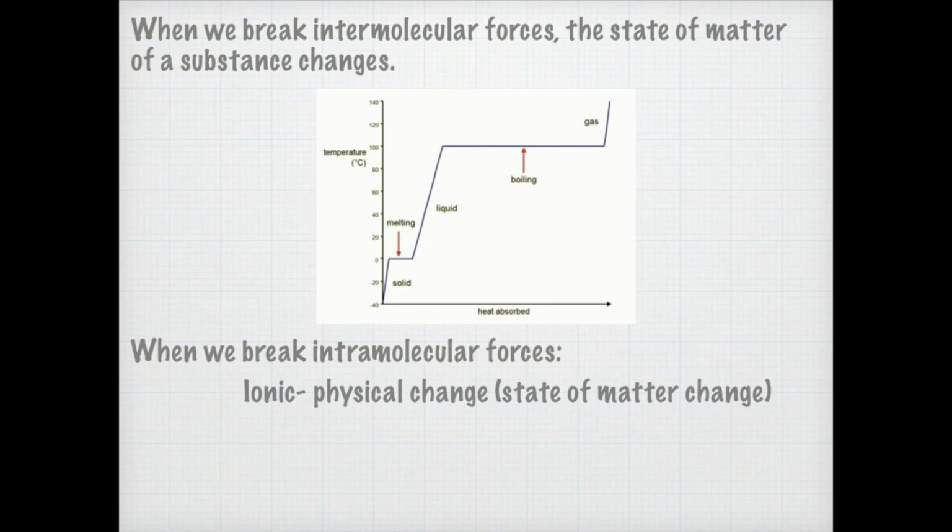So if you're breaking ionic bonds and no other change occurs, it's going to be a physical change because you're simply changing the state of matter. So you're melting it. Okay? Now, if something else changes, like you're forming new compounds with those ions that have been separated, then yes, that would become a chemical change. Okay? If you have covalent bonds and you're breaking those intramolecular forces, then that would be a chemical change.